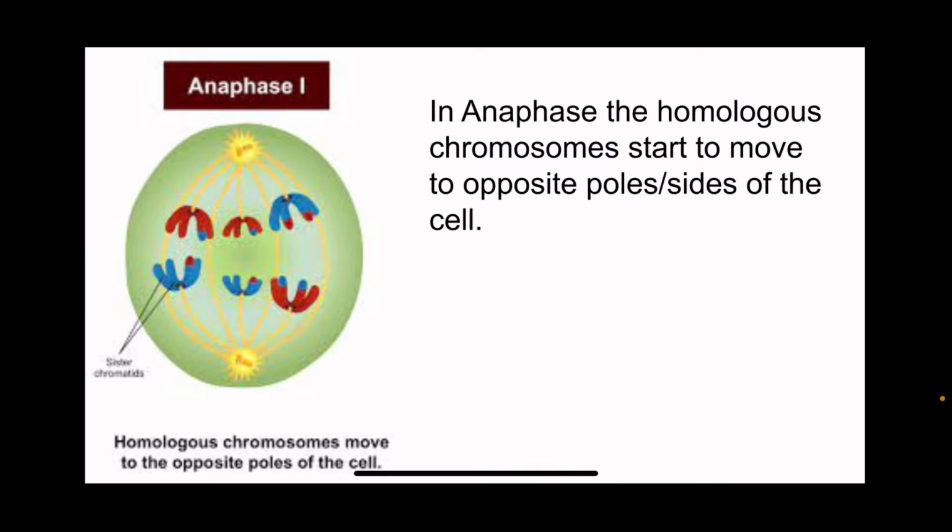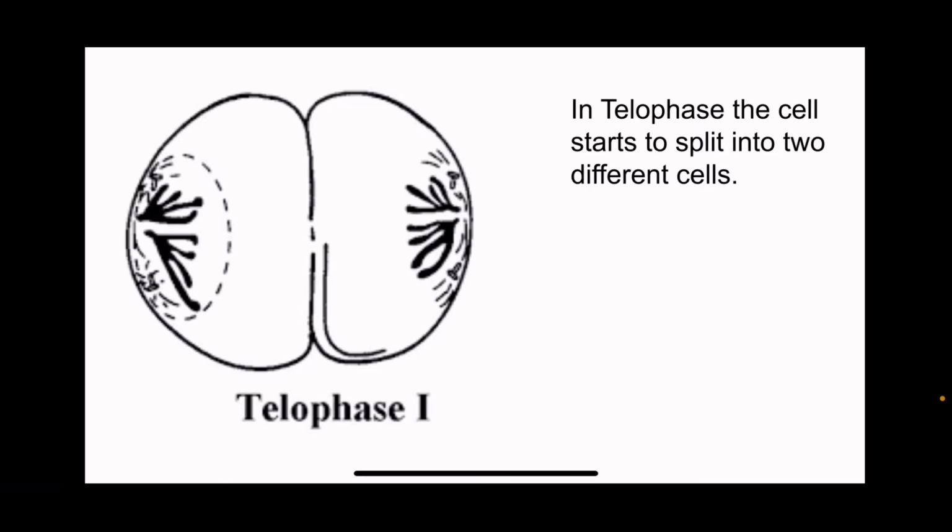In anaphase 1, the homologous chromosomes start to move to opposite poles, or sides, of the cell. These homologous chromosomes are being pulled to the back of the cell, opposite sides. And then in telophase 1, in meiosis, the cell starts to split into 2 different cells. Right after telophase, we all know cytokinesis happens. So now we have 2 identical cells, but it needs to happen again.